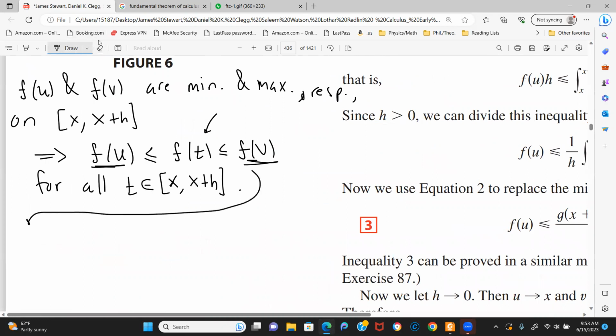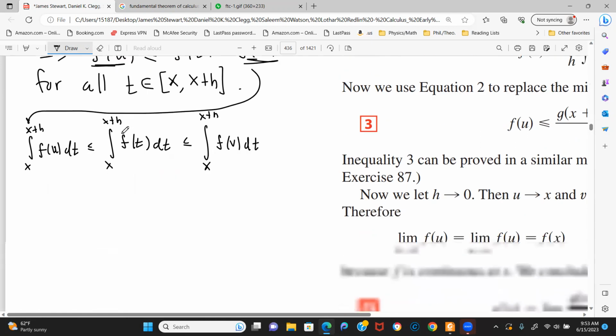And I'm going to integrate both sides. So integrate over x to x plus h of f of u dt, and that's going to be less than or equal to the integral from x to x plus h of f of t dt, sorry, don't forget the dt, less than or equal to the integral from x to x plus h of f of v dt.